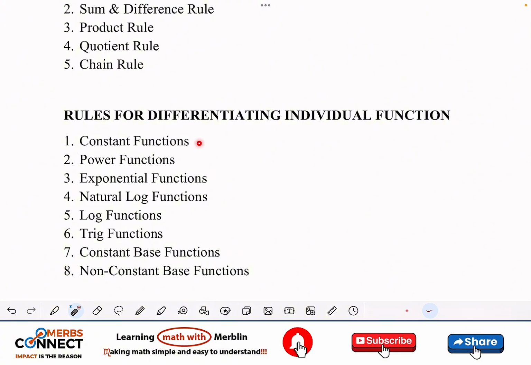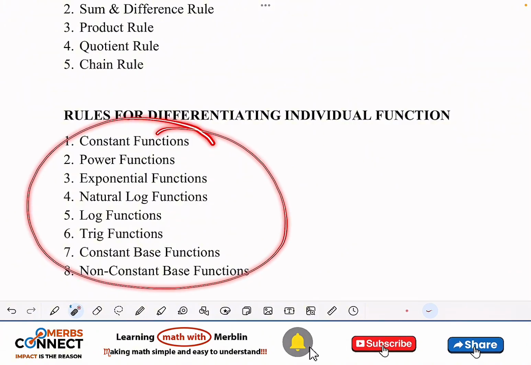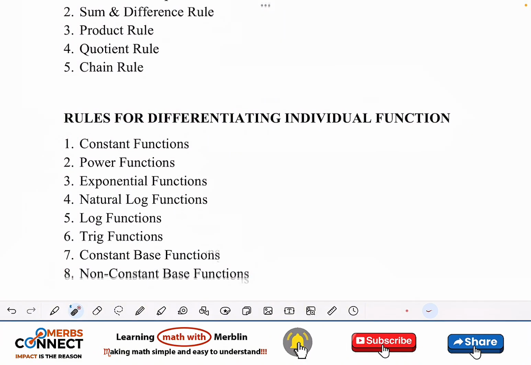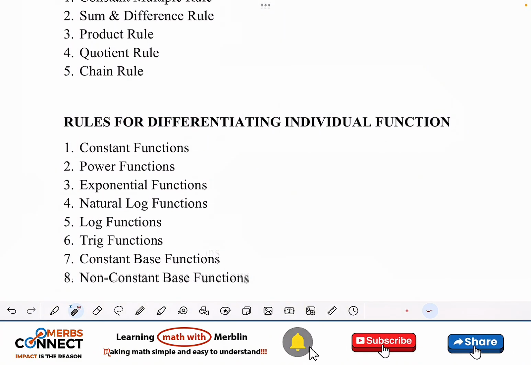So now I know that when I differentiate a constant, I get 0. When I differentiate a power, I know how to do it. I know how to differentiate exponential functions. I know how to differentiate the natural log function. I know how to differentiate log functions, trig functions, constant base functions, and non-constant base functions. So if I know how to do all these things together, then I don't have any problem again.